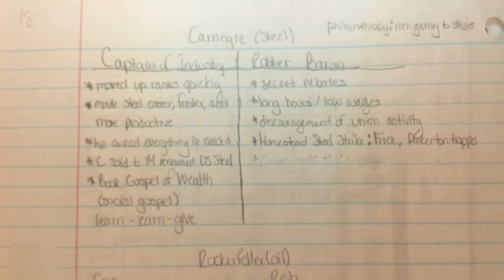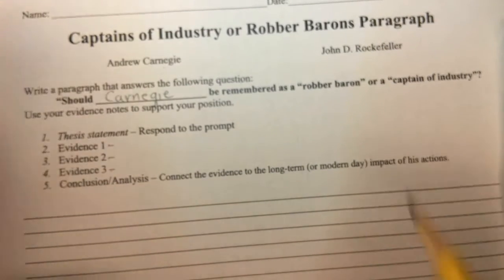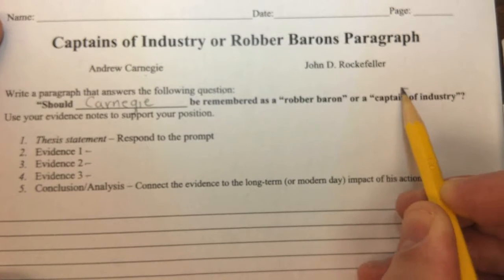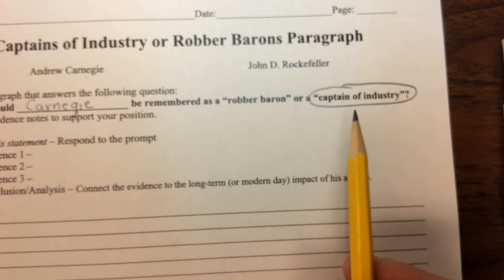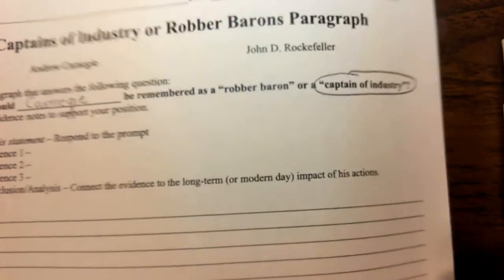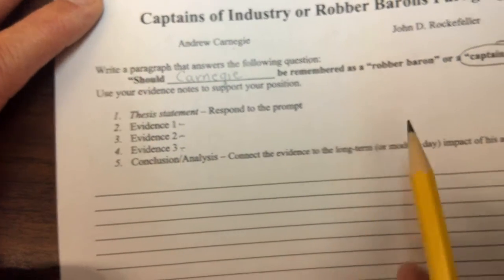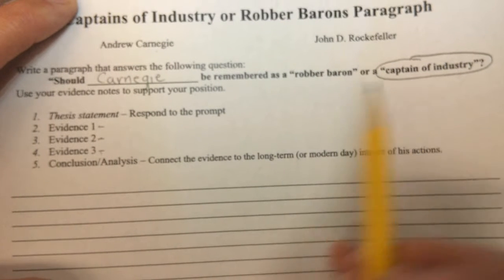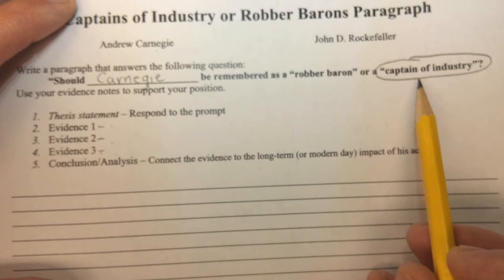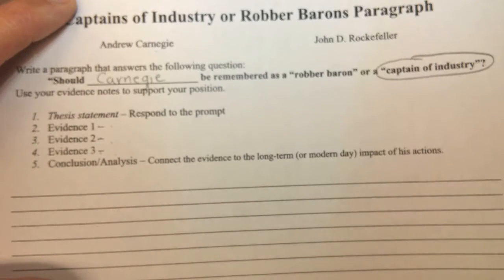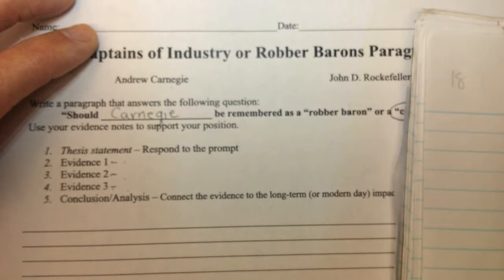So, I'm going to look at this student's T-chart for Carnegie. All right. So, see, there's plenty of captain and there's plenty of robber. And I'm going to say he's a captain of industry. Now, you could say he's a captain of industry, but a little bit robber baron. And if you choose that way, then you're going to have 2 captains and 1 robber. Or if you think he's mostly robber and a little bit of captain, you would have 2 robbers and 1 captain. Or if you say he's completely captain, all 3 captain, or completely robber baron, all 3 robber baron.